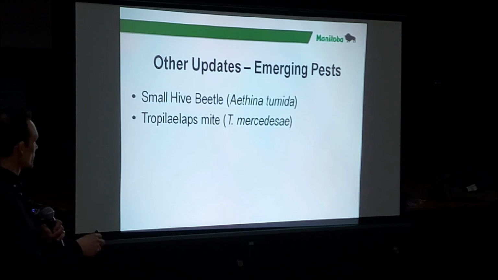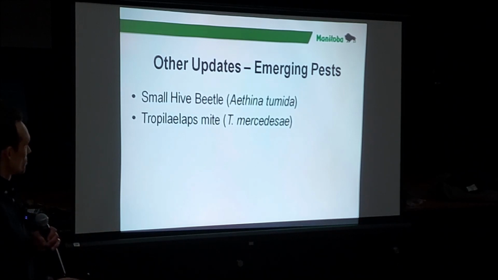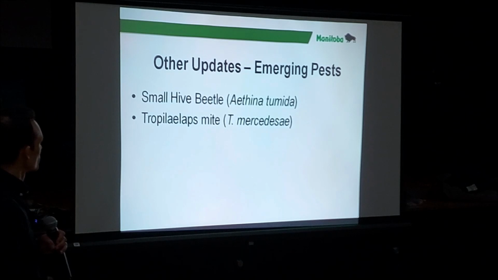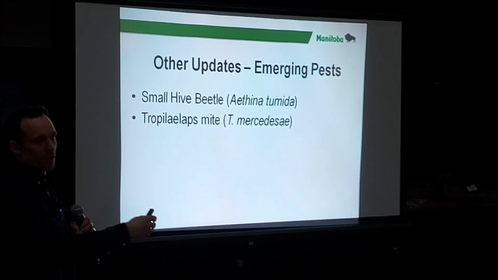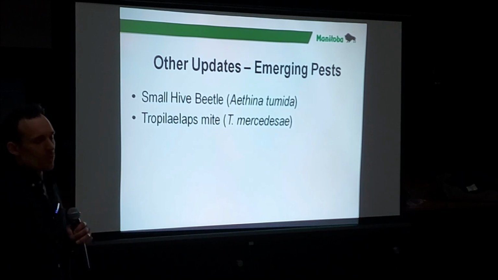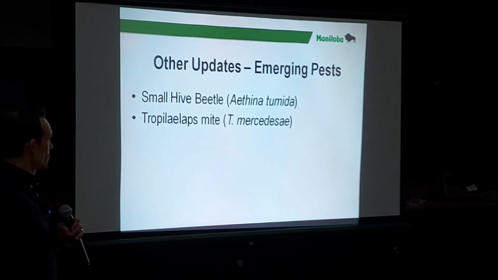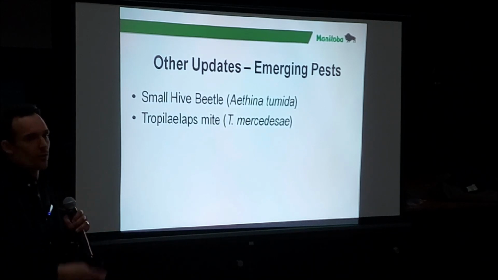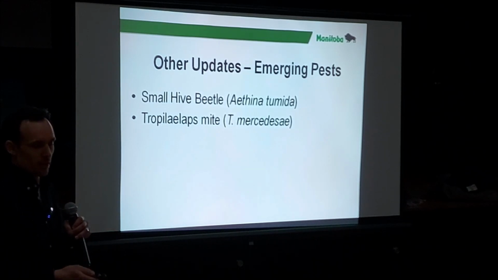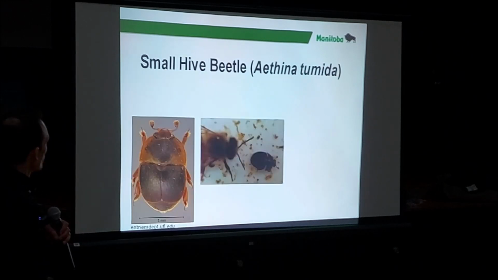Tropilaelaps mite is native to Southeast Asia. Comes from the giant honeybee, Apis dorsata. It's now on Apis mellifera, and it's been moving, I don't know if I would say rapidly, but it is spreading around that region, and there's concerns of it coming to North America as well.